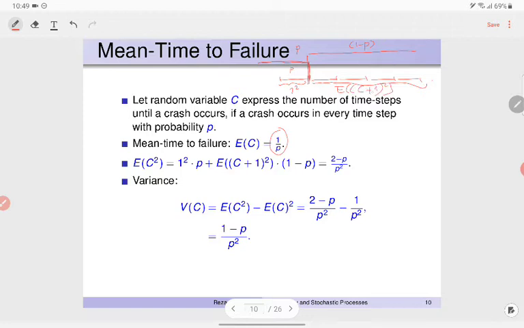squared. By rearranging these, we obtain that the expectation of C squared is equal to 2 minus p divided by p squared. Therefore, the variance is equal to the expectation of C squared minus the square of the expectation of C, namely 2 minus p divided by p squared minus 1 divided by p squared. The final result is 1 minus p divided by p squared.